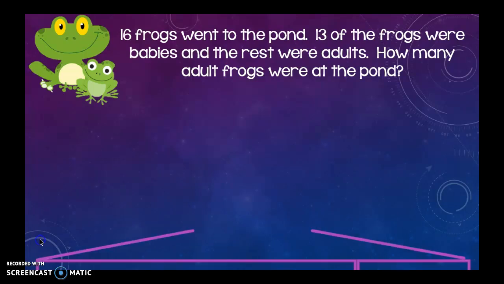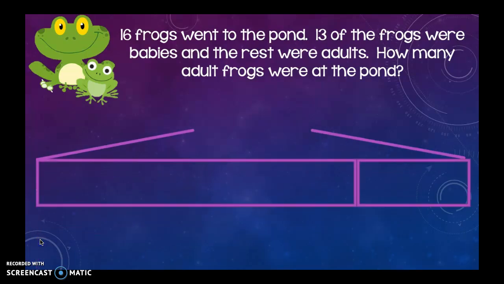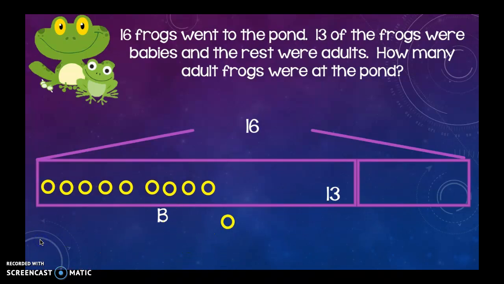Okay, here we go, friends. So I did my tape diagram. I hope that you have yours all done. It says 16 frogs went to the pond. That's the whole amount. 13 of the frogs were babies, so I did a B for babies. Did you do that nice label? And then 13, of course. And then I filled in my part box. And then I didn't know how many were adults. That's my missing unknown. So that's what my number sentence looked like, and I put an A there.